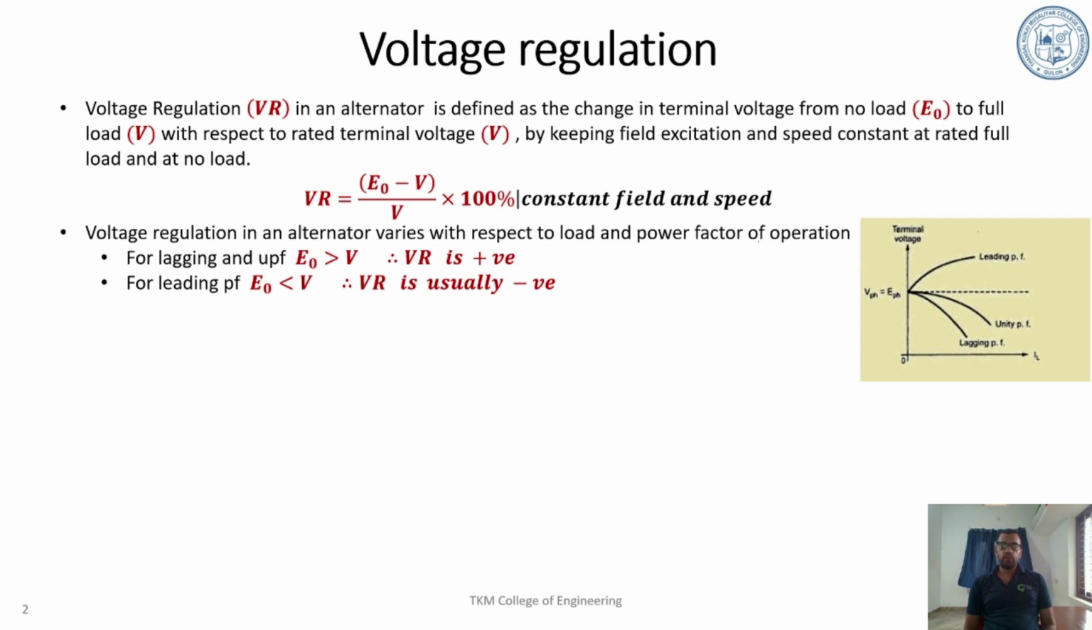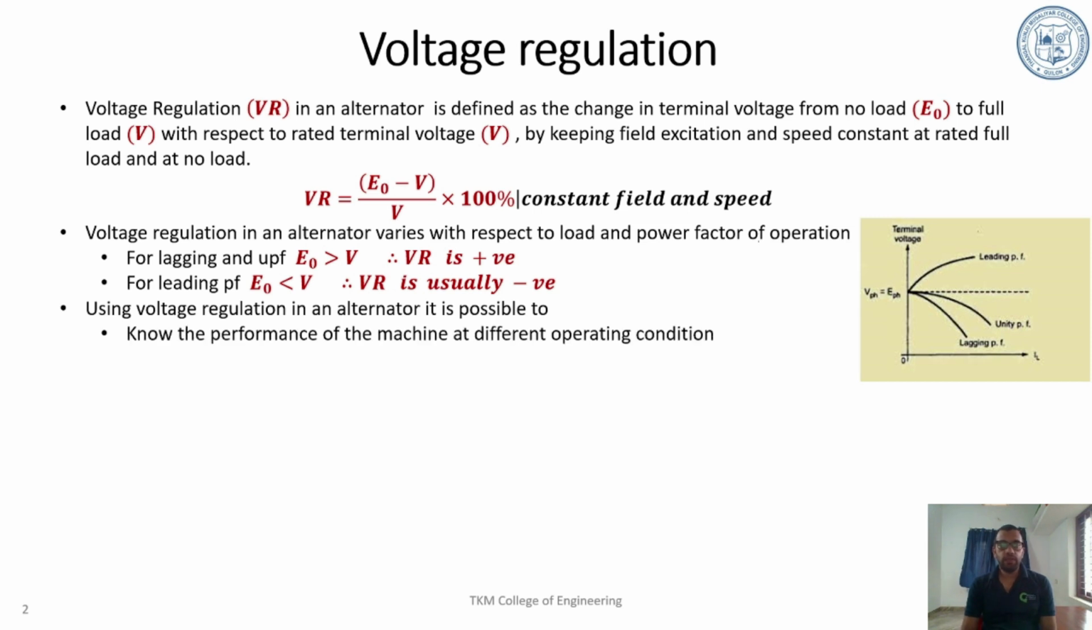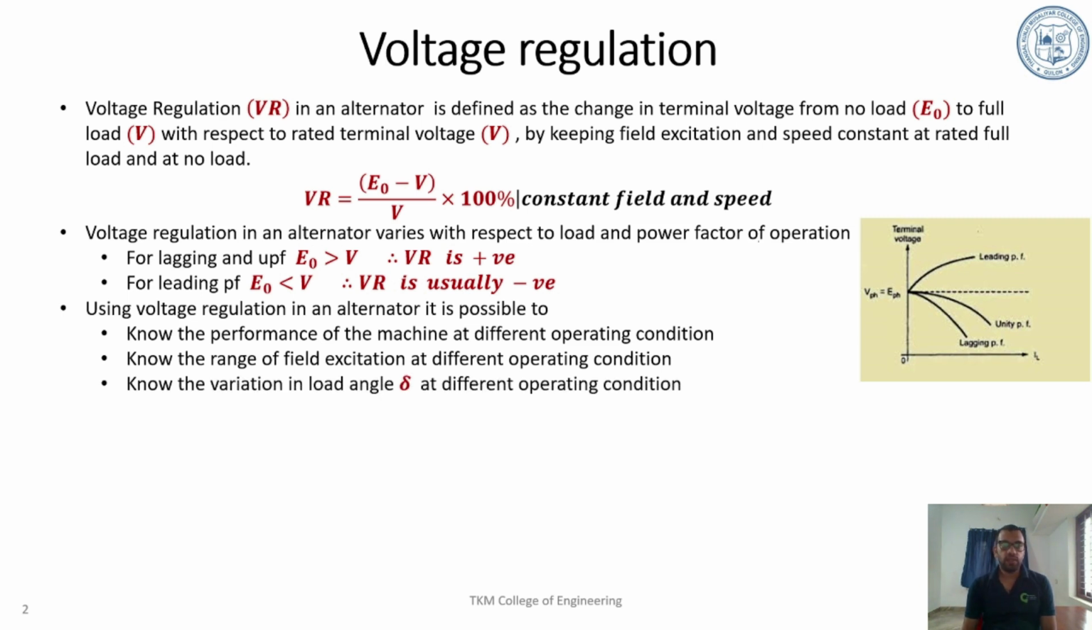The next point is why we need to calculate voltage regulation. Using voltage regulation in an alternator, it is possible to know the performance of the machine at different operating conditions, that is, at different load currents and different power factors. Then it is possible to know the range of field excitation at different operating conditions, and the variation of load angle or power angle at different operating conditions.